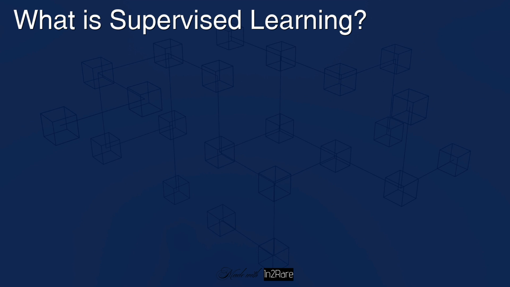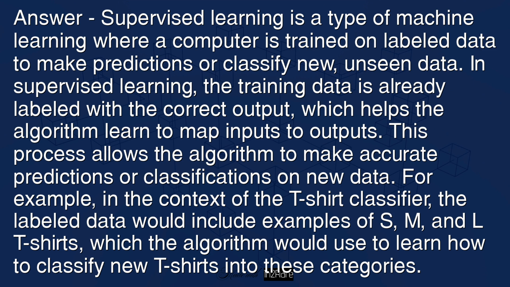What is supervised learning? Answer: supervised learning is a type of machine learning where a computer is trained on labeled data to make predictions while classifying new unseen data. In supervised learning, the training data is already labeled with the correct output, which helps the algorithm learn to map inputs to outputs. This process allows the algorithm to make accurate predictions or classifications on new data. For example, in the context of the t-shirt classifier, the labeled data would include examples of S, M, and L t-shirts, which the algorithm would use to learn how to classify new t-shirts into these categories.